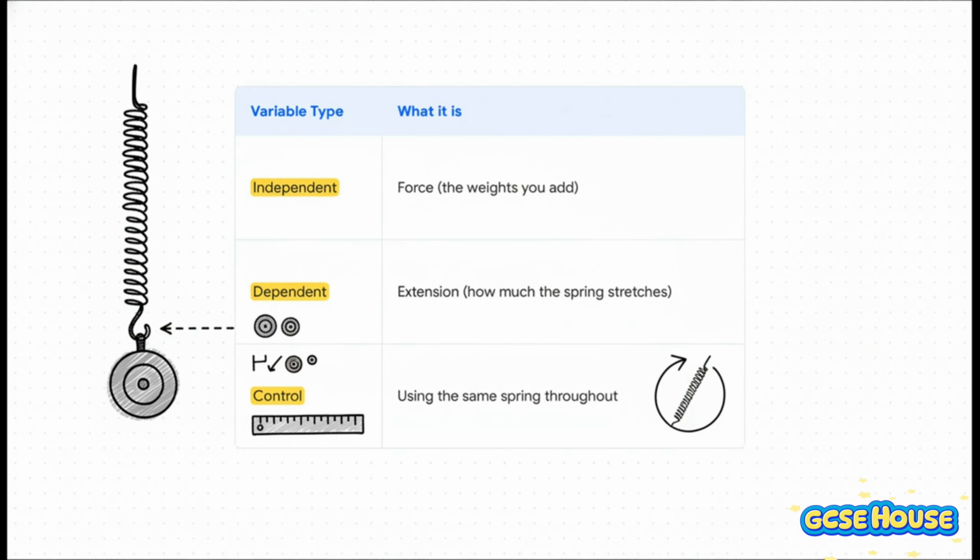Right, you have to know your variables. The independent variable is the force. That's the weights you're changing. The dependent is the extension. That's the result you're measuring. And you control? Simple. You have to use the exact same spring for the whole experiment.